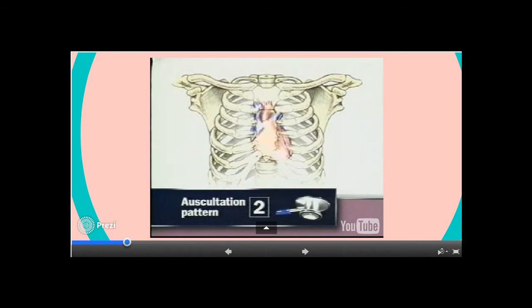In the second sequence, start with the bell and listen first at the mitral and tricuspid areas. Then change to the diaphragm and, starting in the aortic area, listen to all 5 areas from above down. Starting at the mitral area is useful when you've had to turn the patient to find the apical impulse. The first auscultation sequence is shown in this video.